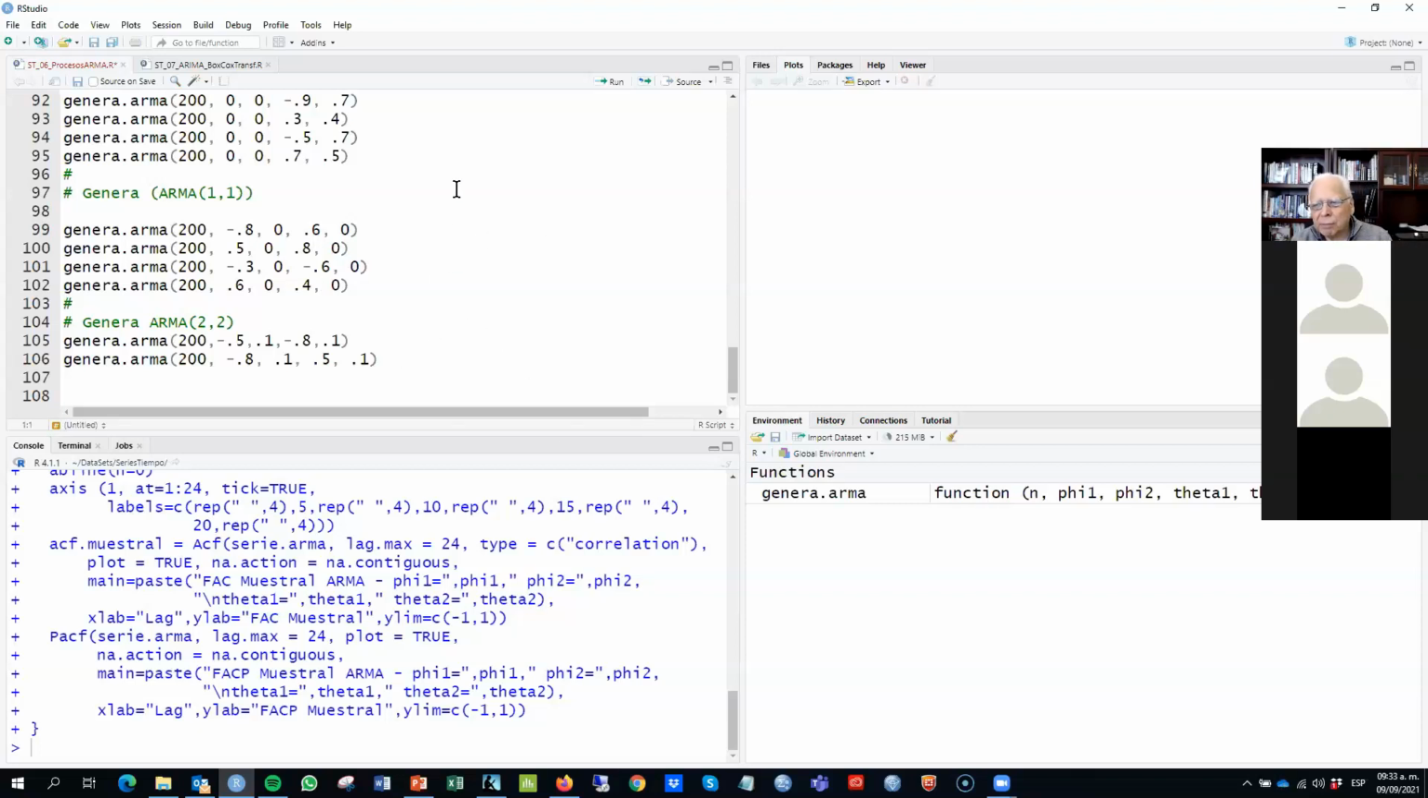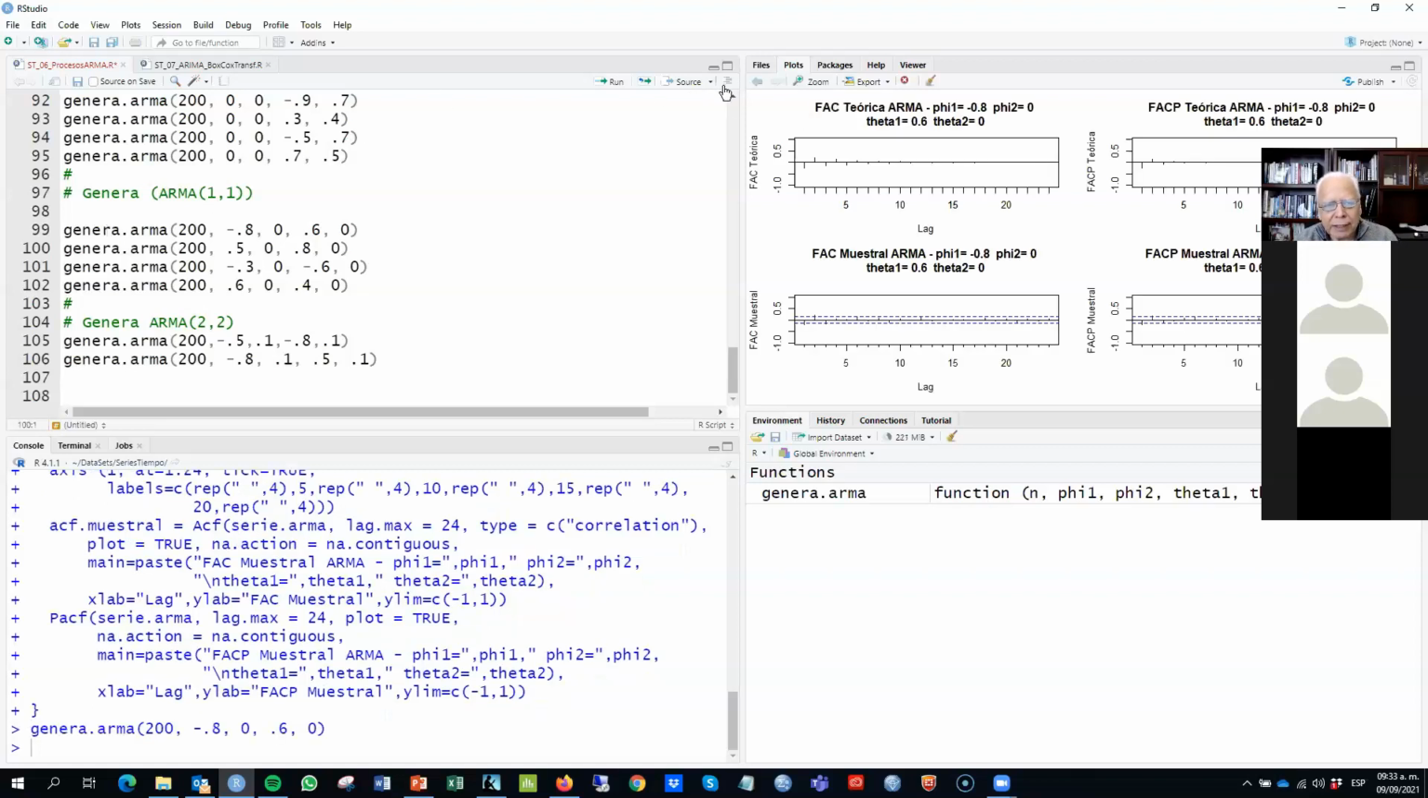We already generated some AR processes and some MA processes, I believe last time. So let's just focus now on the ARMA processes. Let's look first at ARMA(1,1) models. For example, I start with this one. We'll generate 200 observations from an ARMA(1,1) with parameters phi1 equal to -0.8 and theta equal to -0.6. First, let's look at the series.